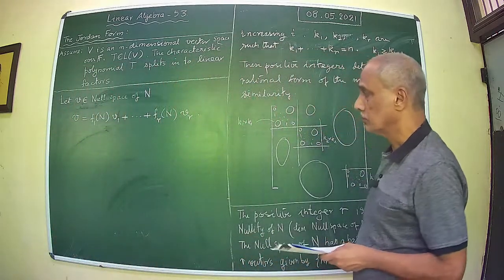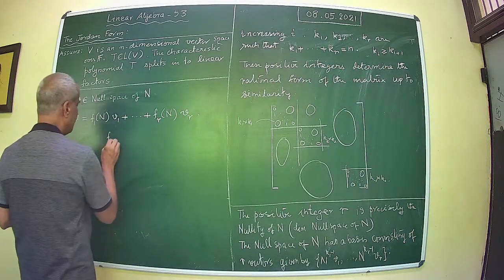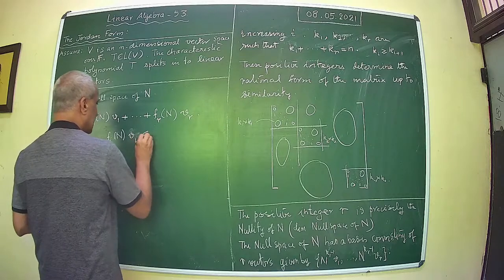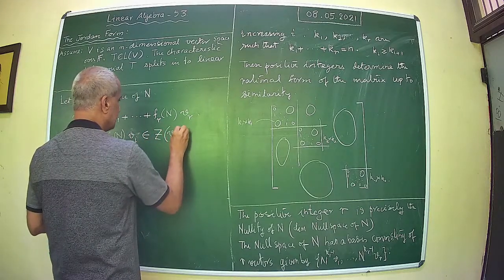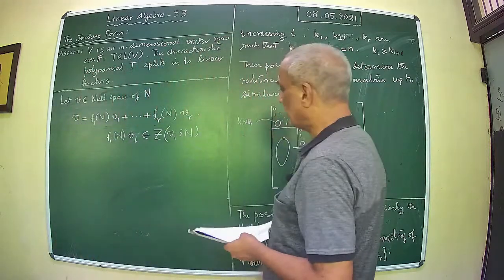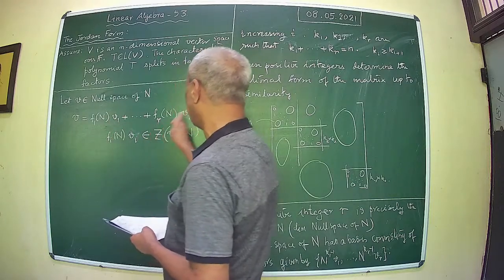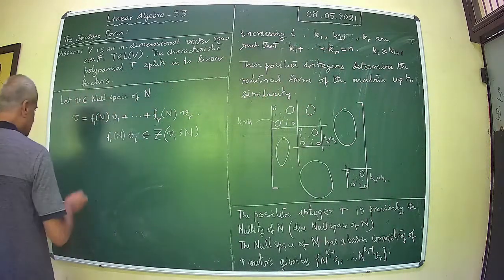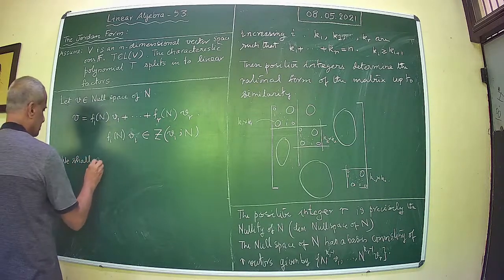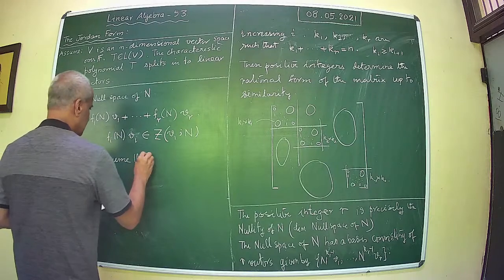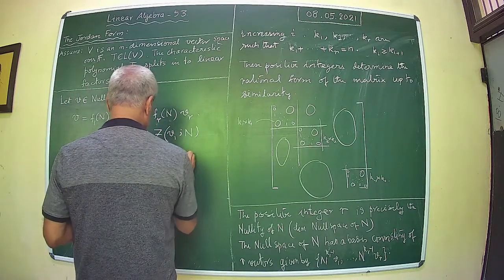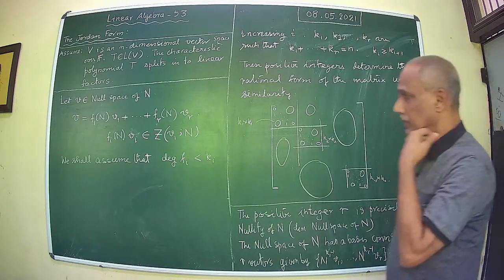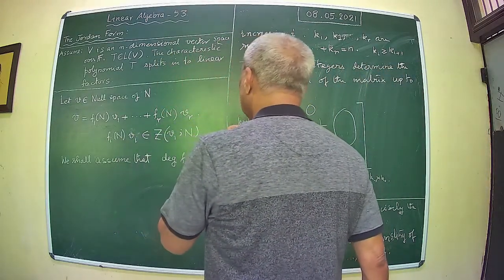Here. Okay, because each one, see, we are taking f_i(N) belongs to, is a typical element of Z(v_i; N). That's why we are writing it as f_1(N) operating over v_1, etc., f_r(N) operating over v_r. What does this mean? We shall assume that k_i, that is because N to the power k_i is equal to 0.